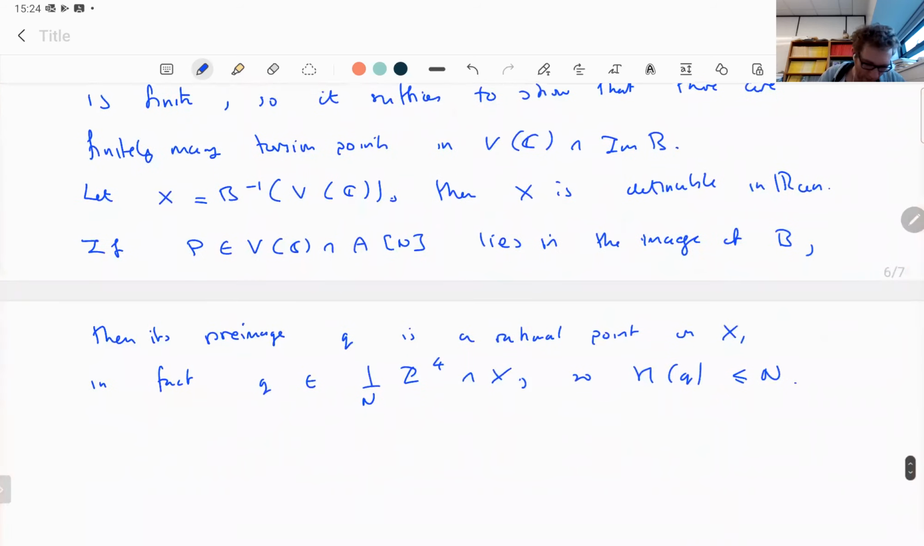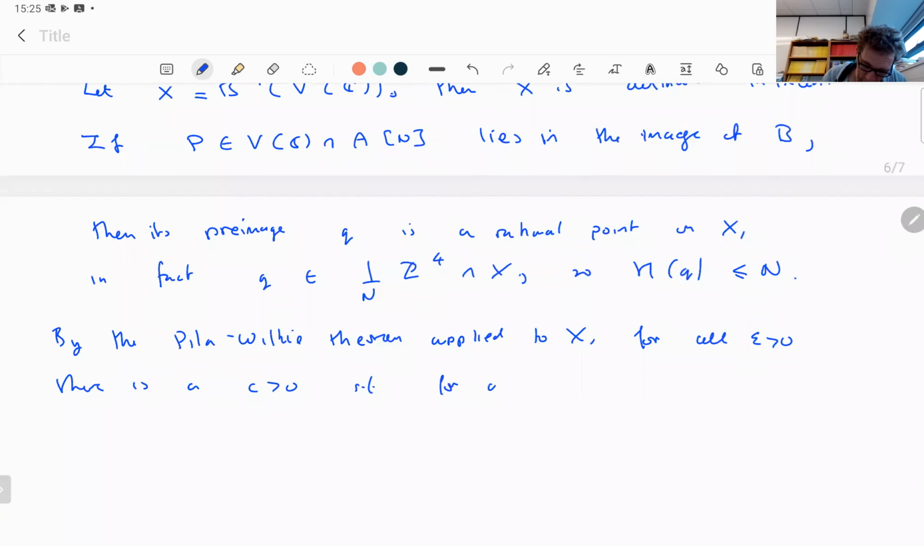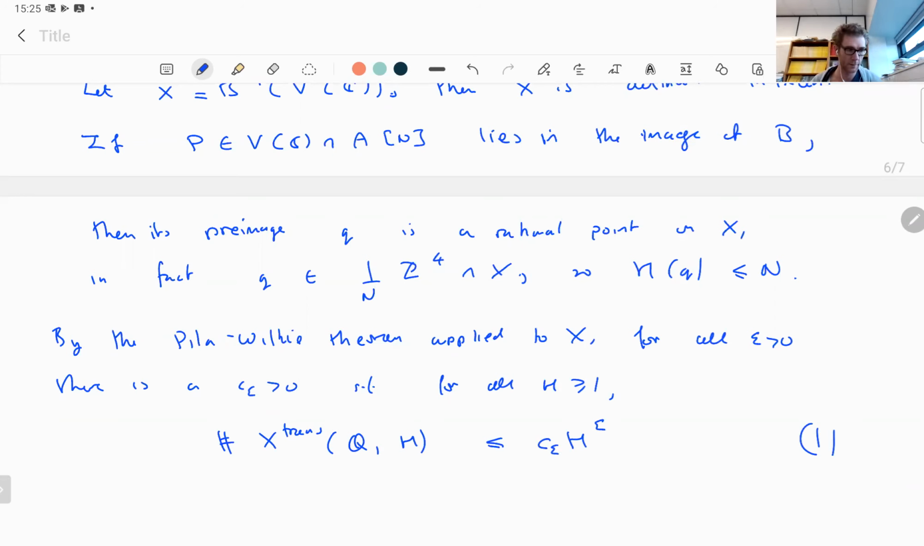So we can apply the Pila-Wilkie theorem to X. So we get for all epsilon, there is a C such that for all H at least 1, the number of points on X transcendental Q of height H is less than or equal to C times H to the epsilon. So let's call this C epsilon.